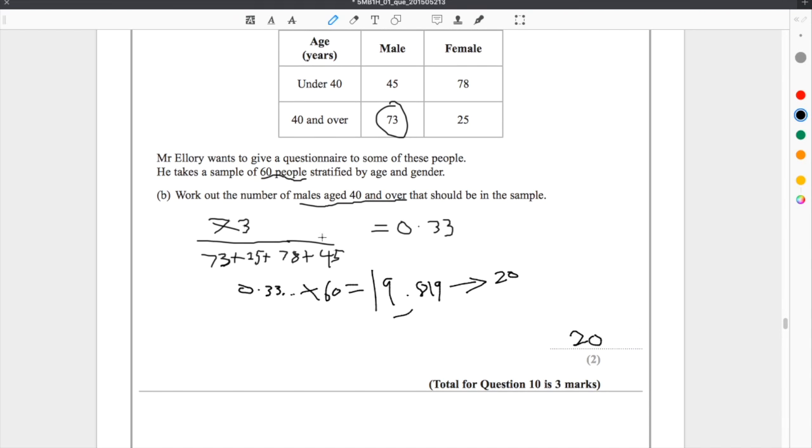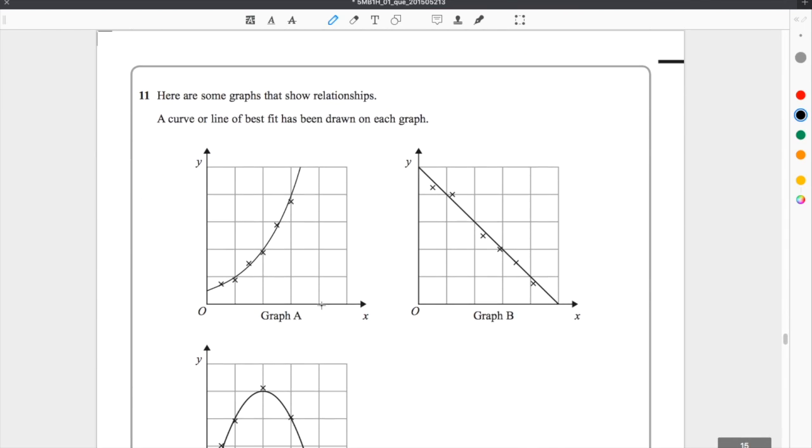Okay, so just to go through that again, we pick the number that we are told in the question, so the number of males aged 40 and over, we divide that by all the numbers added together, and then we multiply the answer we get by the number in the sample, so 60 people in the stratified sample. Moving on to question 11. Here are some graphs that show relationships.